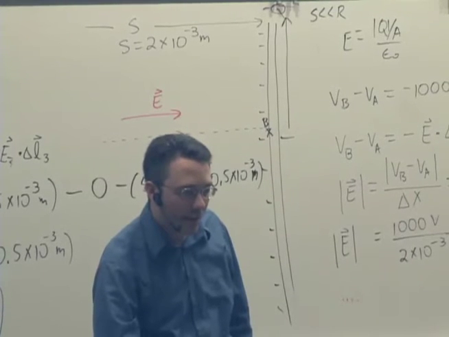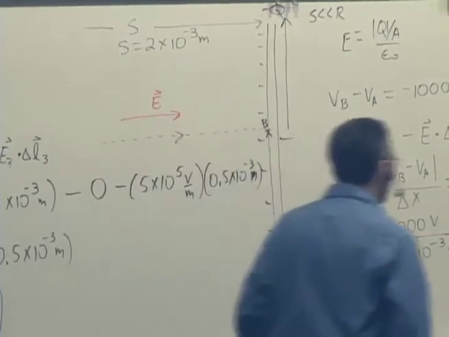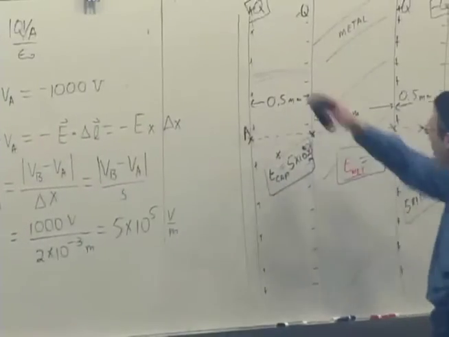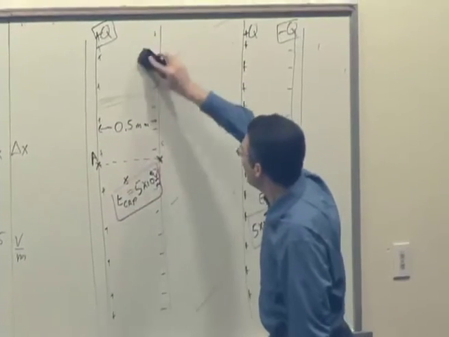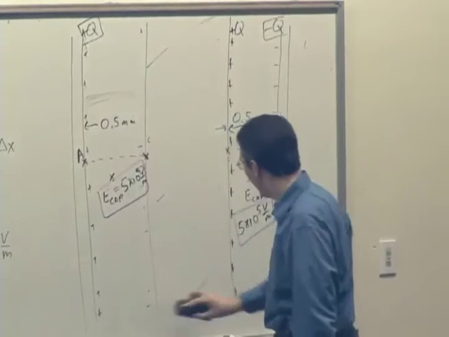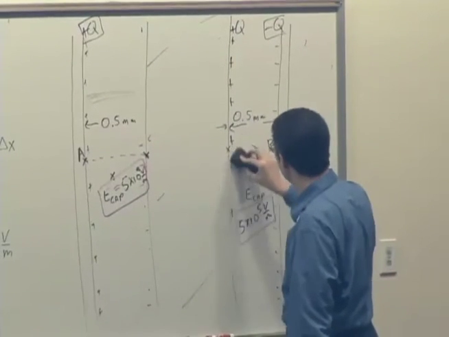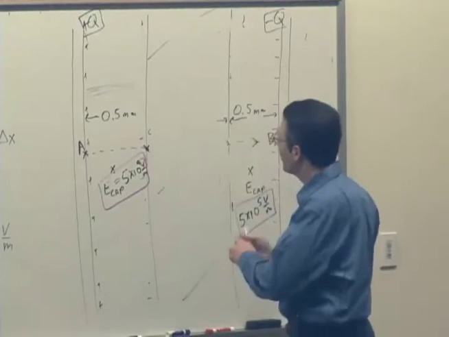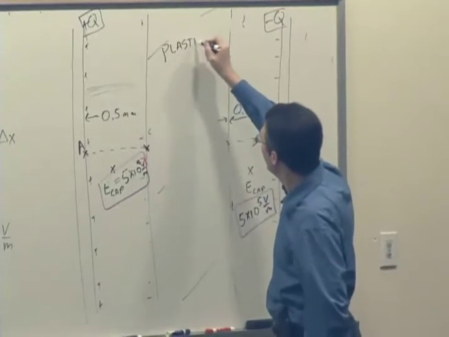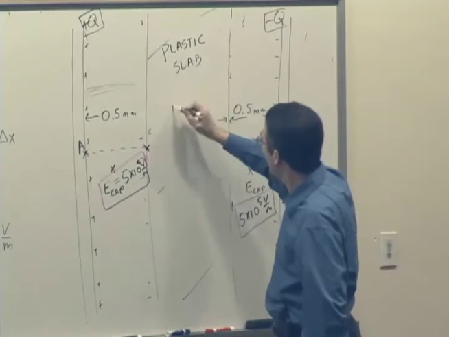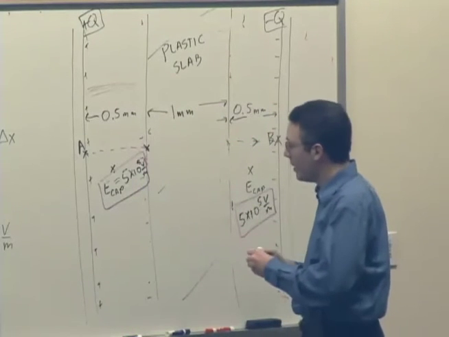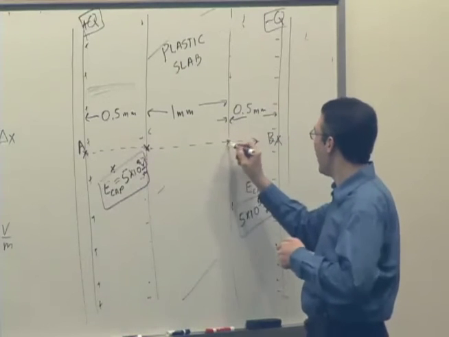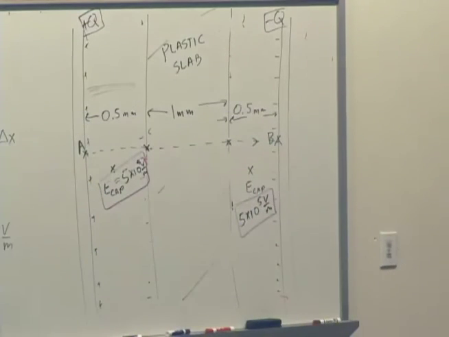Now let's try thinking about a different situation. Instead of inserting a metal slab, same capacitor, same charge on the capacitor plates, but now it's a plastic slab. So it's an insulator. It has the same dimensions. It's 1 millimeter thick. It's right in the middle between these two capacitor plates. And ultimately, we want to eventually figure out what the potential difference is from A to B again.